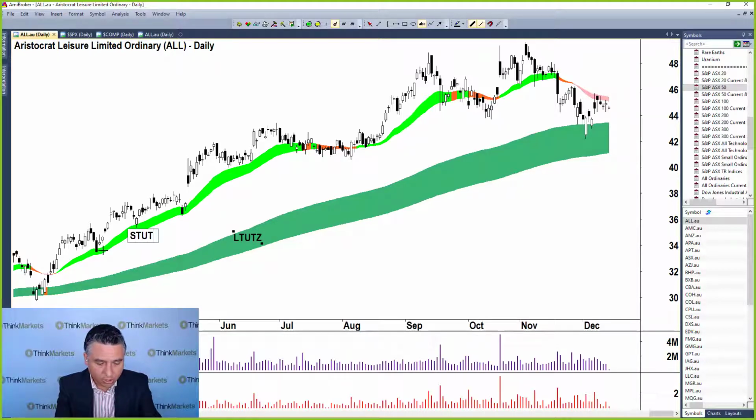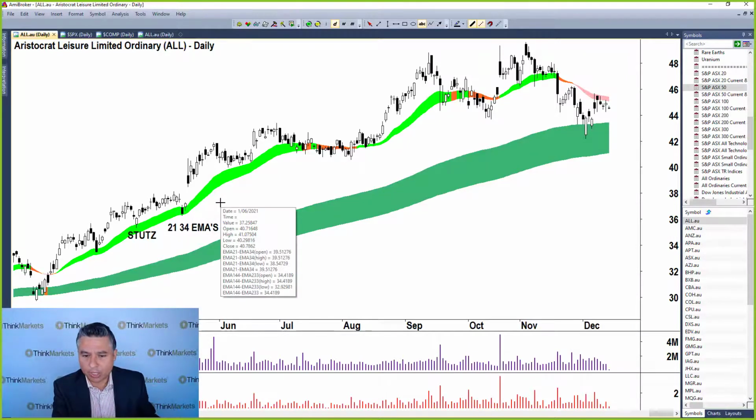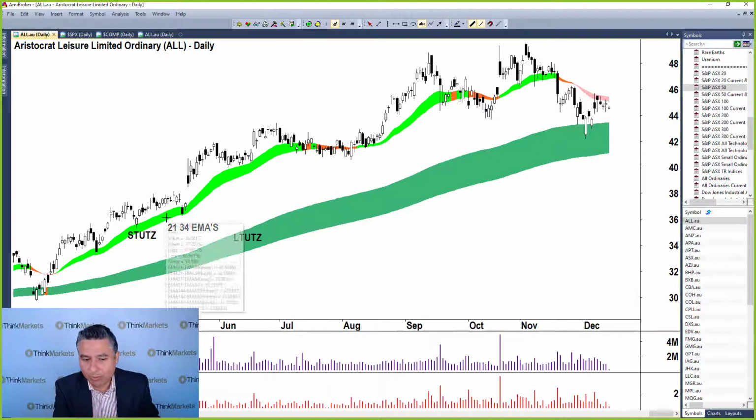Now for my short-term uptrend zone, I like to use my 21 and 34 EMAs, exponential moving averages. And look, I've got a little bit of coding going on that makes them into a ribbon and then turns them orange when they're going a bit flat and pink when they're going down. But they're just basic moving averages if you don't put the fancy stuff on. And then I've got my 140 and my 233 EMAs.